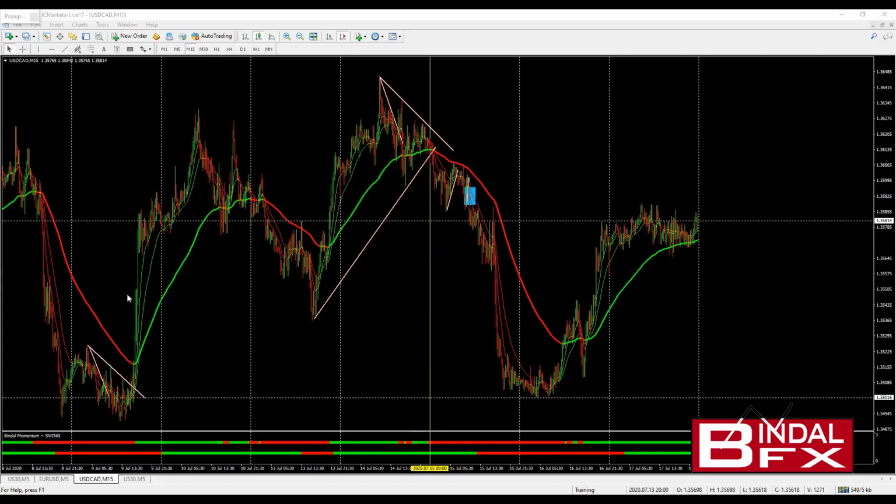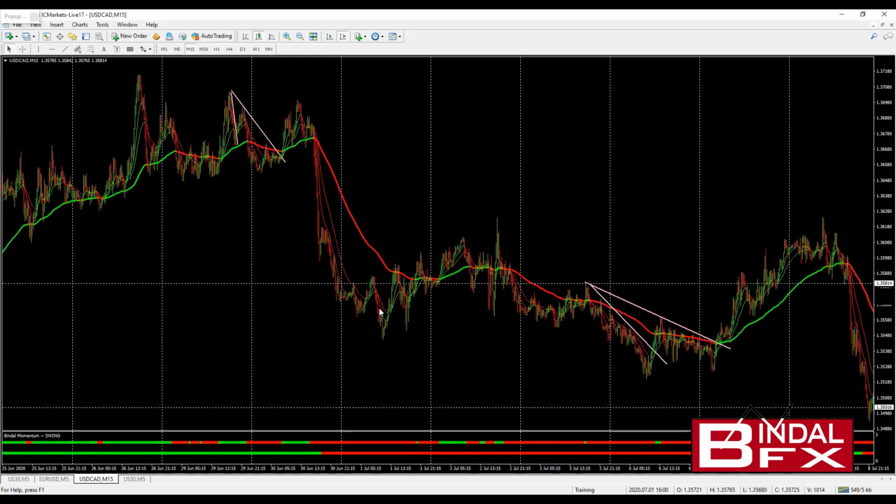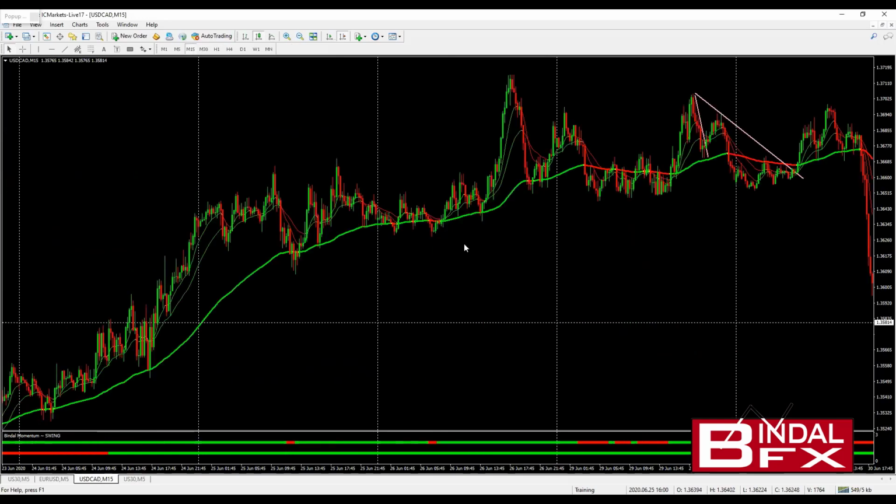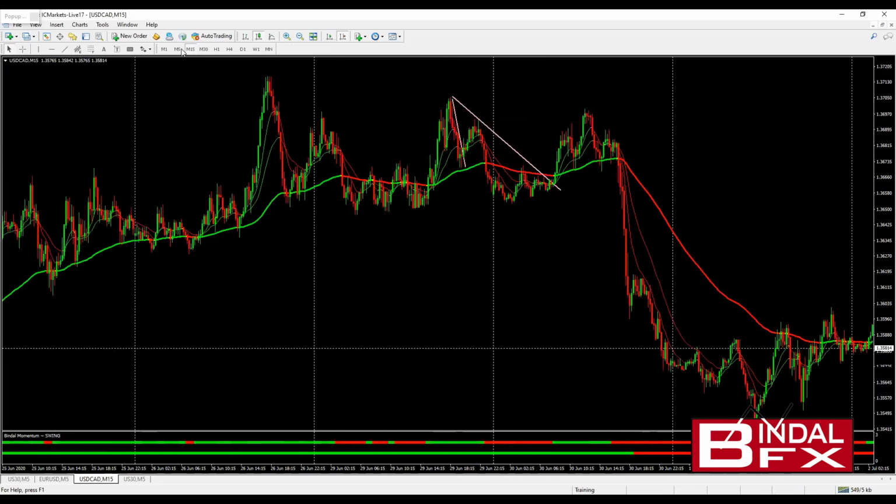So the first place where I want to start off is how to draw trend lines. I just have a couple of examples of what traders are currently doing, or what some people are currently doing, as opposed to what should really be the best practice.